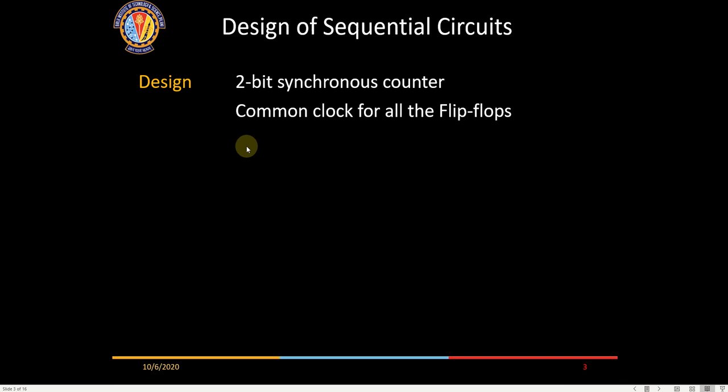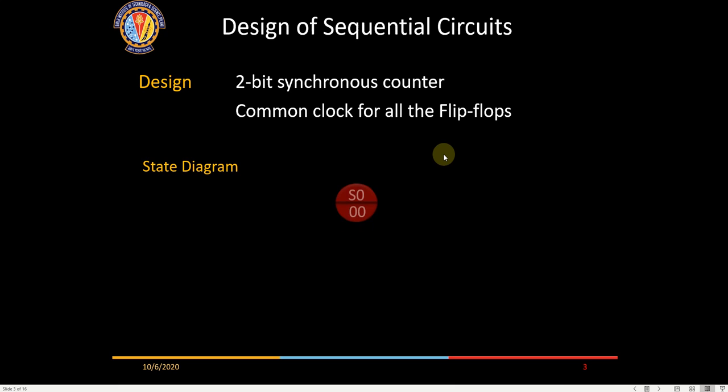Suppose we have to design a 2-bit synchronous counter. Synchronous counter means all the flip-flops will be triggered by a common clock. If it is not triggered by a common clock, then it will be known as an asynchronous counter. So we are now trying to design a synchronous counter, which, since it is 2-bit, will have at least 2 flip-flops. Both the flip-flops will be driven by the same clock.